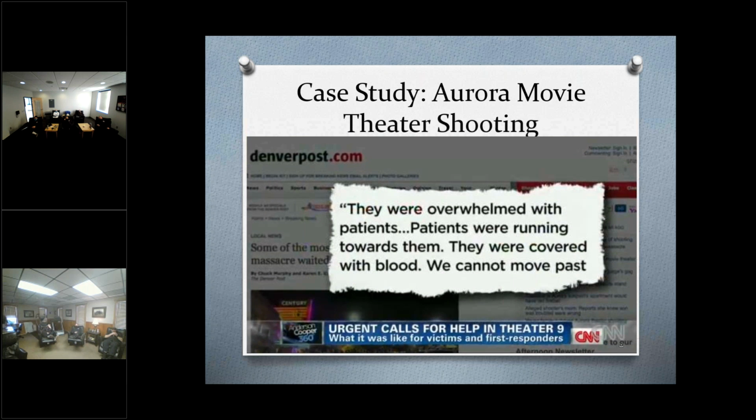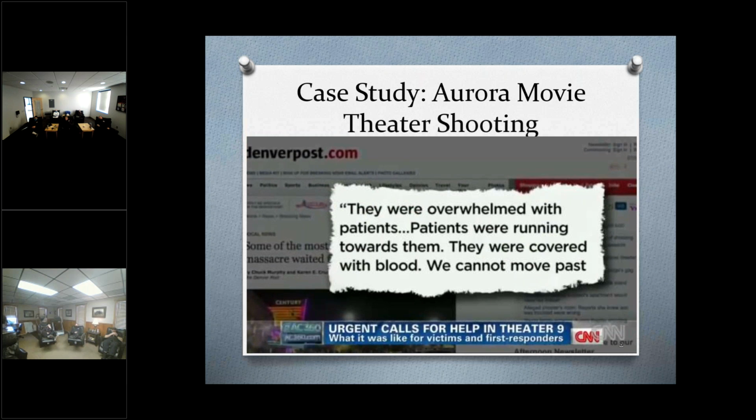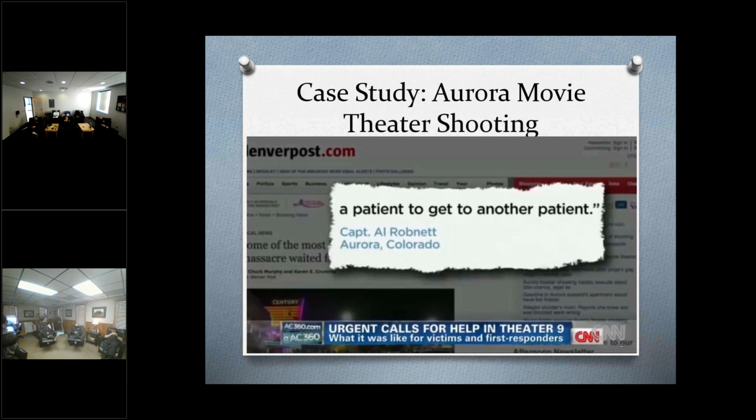Aurora Fire Captain Al Robnett wouldn't go on camera with us, but told the Denver Post, quote, they were overwhelmed with patients. Patients were running towards them. They were covered with blood. We cannot move past a patient to get to another patient.